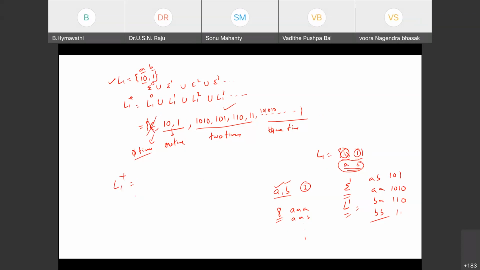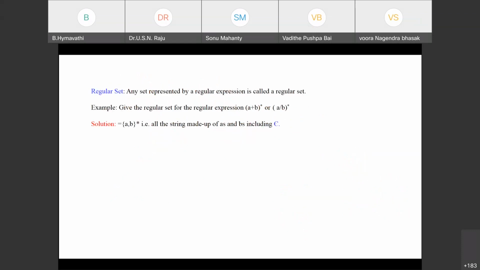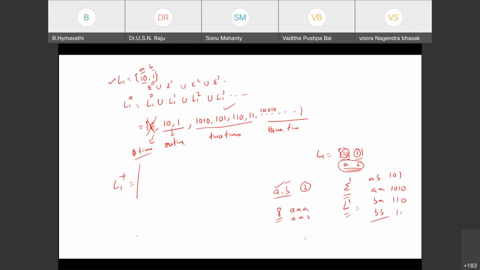Is it right? Now I have another example. I'll say L2 equal to 101, 10, 1, and L3 equal to 0, 111, and 11. Now L2 L3, and L3 L2. Please calculate and tell me the answer.